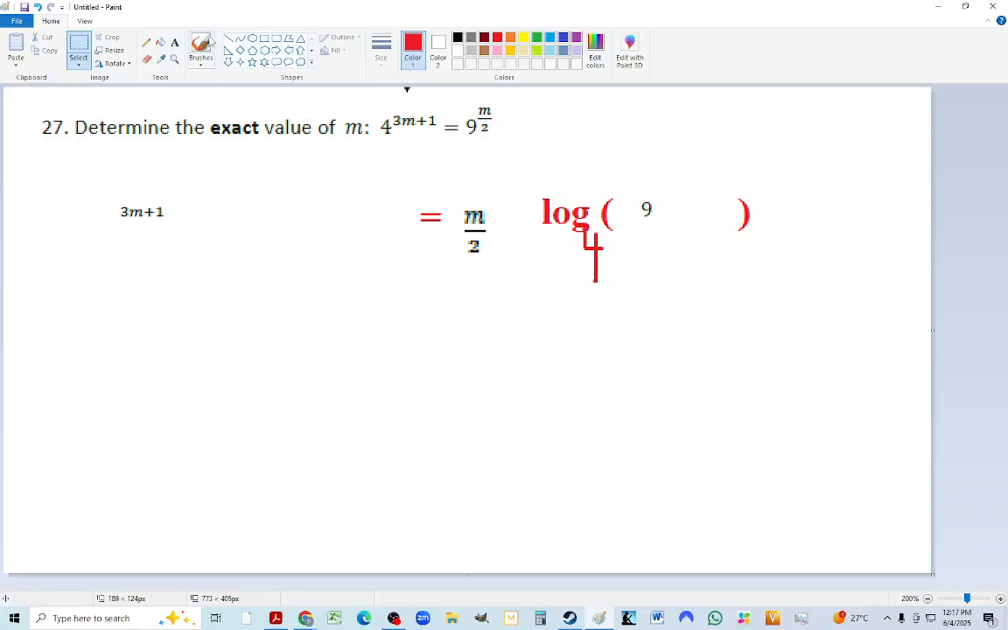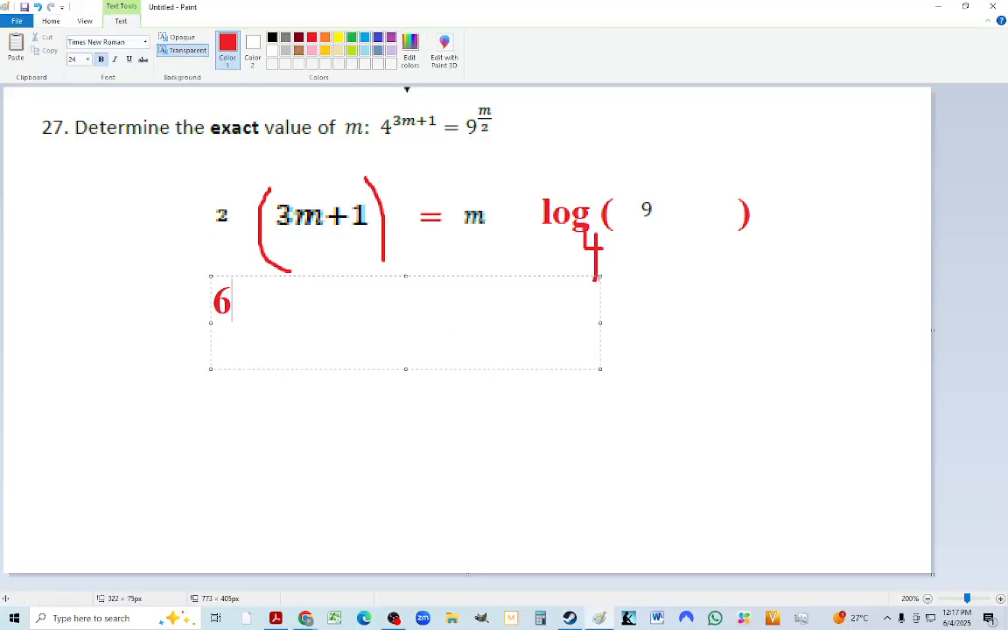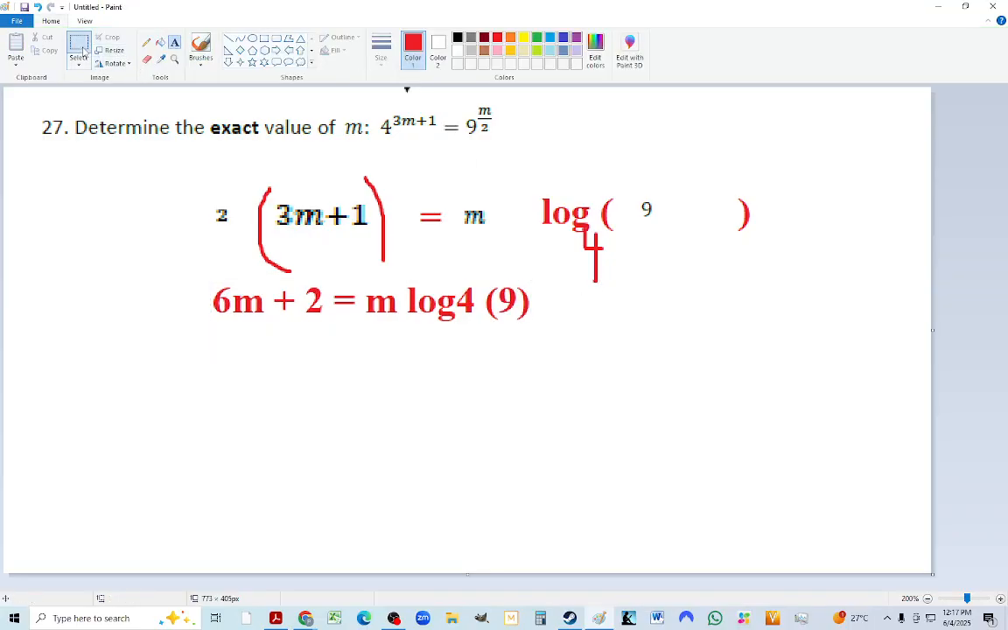So that might make my life easier because now I'm left with this. I just had to make sure I do log base 4 over there. Well, I'm still going to multiply everything by 2. It's going to disappear on the right. Also keep in mind that this is in brackets. So I'm going to do 6m plus 2 is equal to m log base 4 of 9. Just got to try to remember that that's log base 4, not a multiplier.